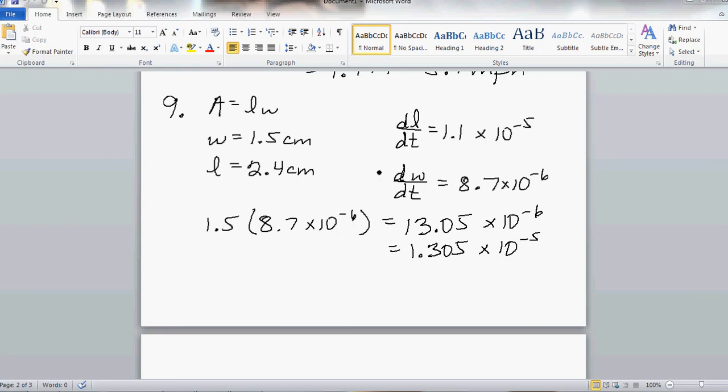Likewise, when we look at the length, I know that's going to be 2.4 times 1.1 times 10 to the negative 5th. And so doing the multiplication there, 2.4 times 1.1 is 2.64 times 10 to the negative 5th power as well. And there's no adjustment required on this particular problem.